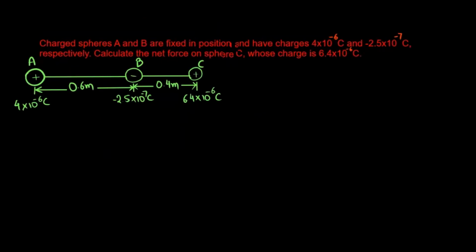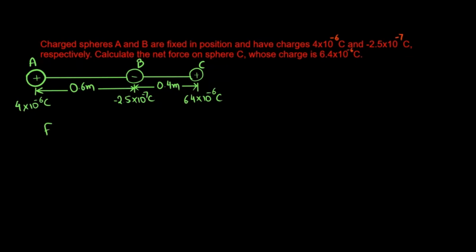Now let's look at this example. We have three charges, we know their distances, we know their magnitudes, and we are trying to find the net force on C, the third charge. We know the formula, and we see that we have three different charges. The force on the charge C will be because of A and because of charge B as well. We will calculate them one at a time.